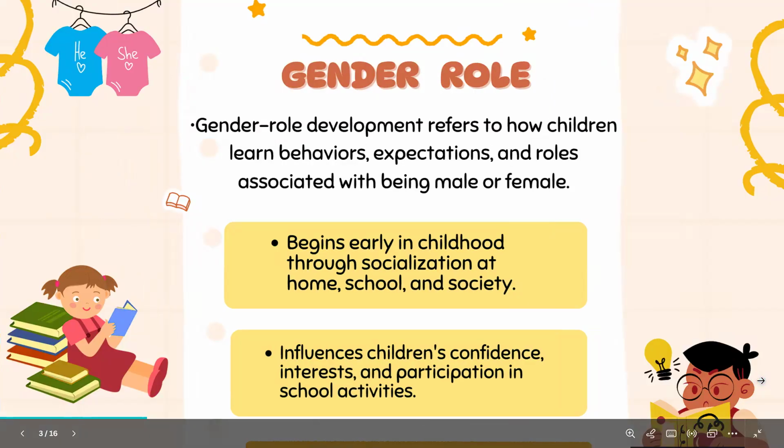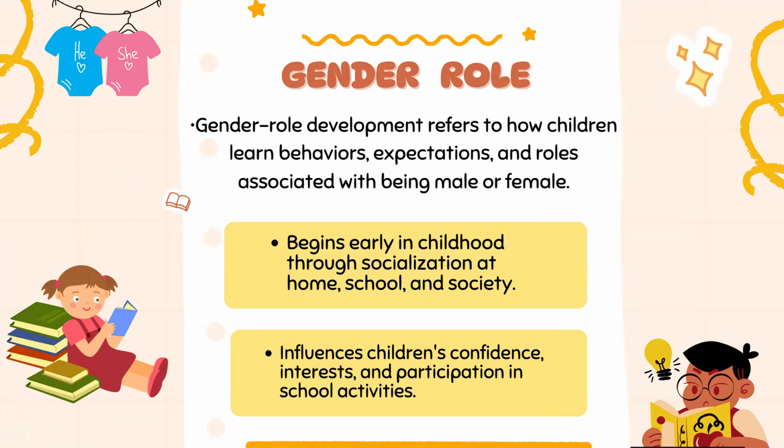Gender role development refers to the process through which children learn the behaviors, attitudes, and expectations that society associates with boys and girls. This learning does not happen in a single day. It is a continuous process shaped by interactions at home, in school, through media, and in society. We must understand that children are not born knowing what boys should do or girls should do. They observe, they imitate, and they absorb messages from their surroundings.